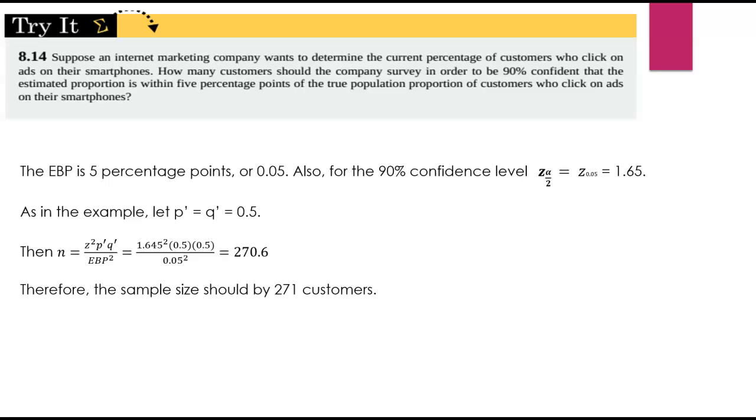So, for this calculation, the EBP is 5 percentage points, or 0.05. Also, for the 90% confidence level, z sub alpha over 2 is 1.65, or 1.645. As in the example, we're going to let p prime and q prime be 0.5, so then n is going to be 1.645 squared multiplied by 0.5 times 0.5 divided by 0.05 squared, or 270.6. Therefore, the sample size should be 271 customers.